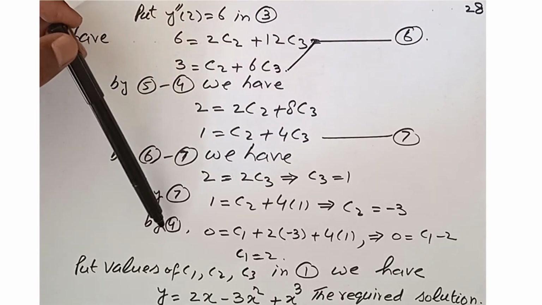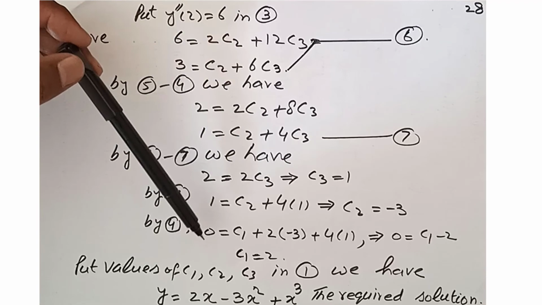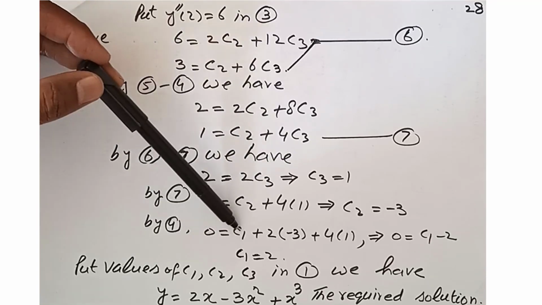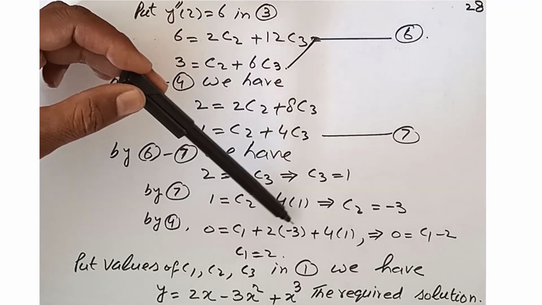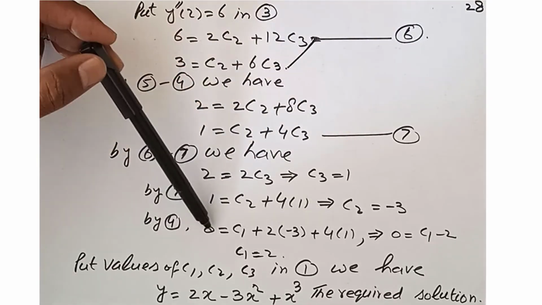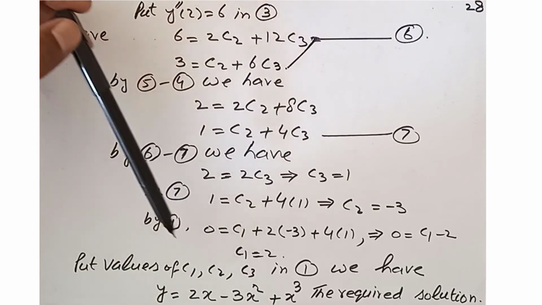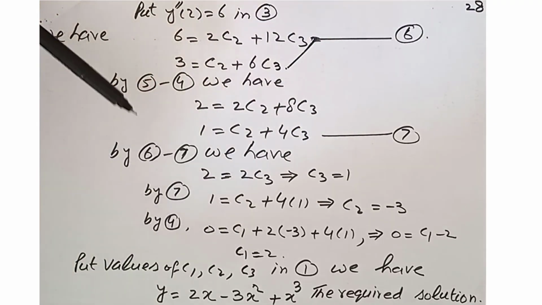Now from equation 4, by putting the values, we have 0 equal to c1 plus 2 into minus 3 plus 4. So we have 0 equal to c1 minus 2, and the value of c1 is 2. So by putting the values of c1, c2, c3 in equation 1 we have y equal to 2x minus 3x square plus x cube, the required solution.